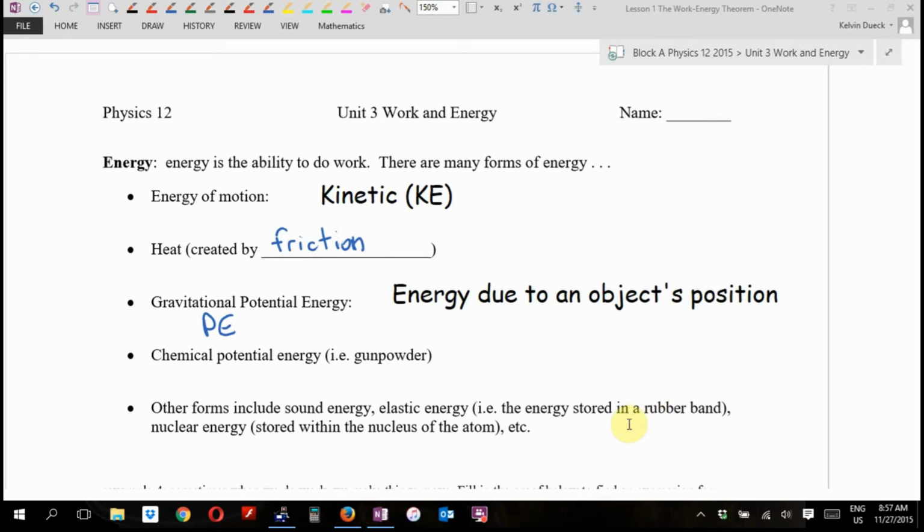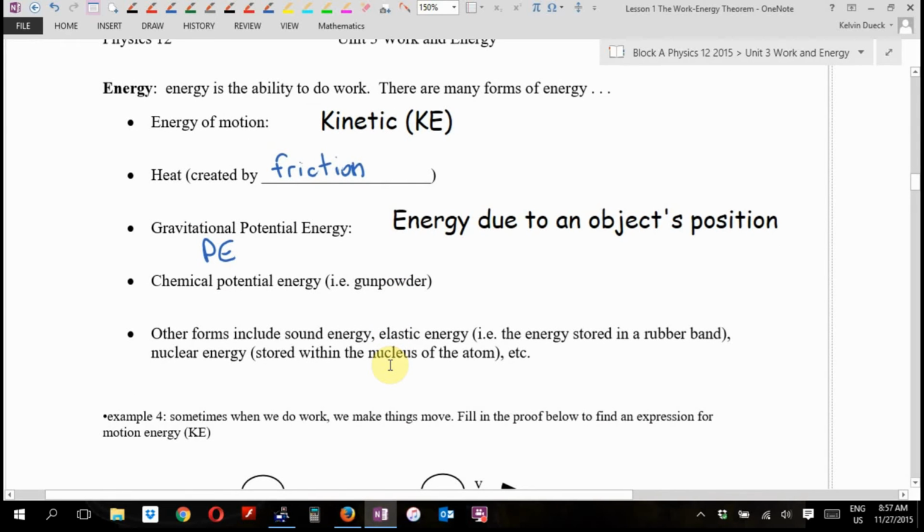What other kinds of energy? Again, there's a whole bunch. Chemical potential energy, the energy that's stored in chemicals, gunpowder, food. The reason you eat food is your body breaks down the food and liberates, especially from the sugars, much of the energy from the sugars. Others, sound. That's a type of energy. Elastic energy, when you stretch something, you're storing energy into it. The energy stored in a rubber band. Nuclear energy, the energy stored in the nucleus of an atom, etc.